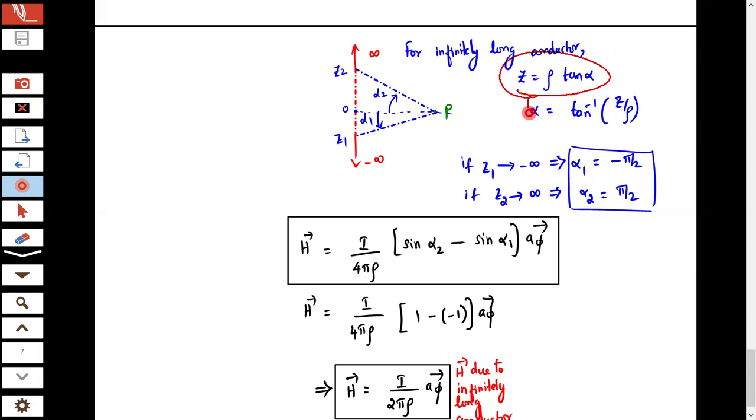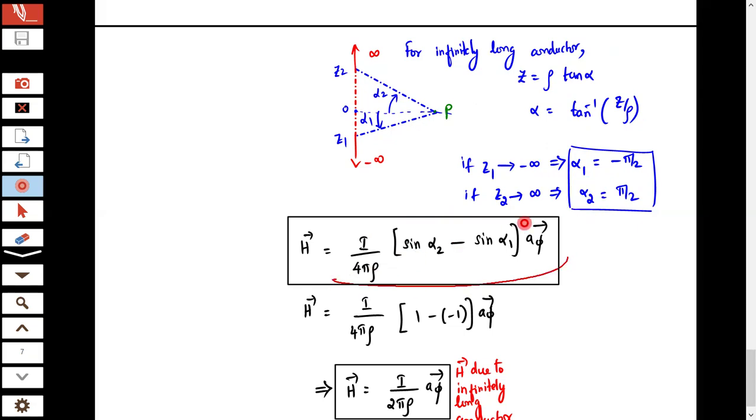From the expression, we can write alpha as tan inverse z by rho. If z is minus infinity, alpha will become minus pi by 2. And if z is plus infinity, alpha will become plus pi by 2. So the limits will be: lower limit alpha 1 will become minus pi by 2 and upper limit alpha 2 will become pi by 2.